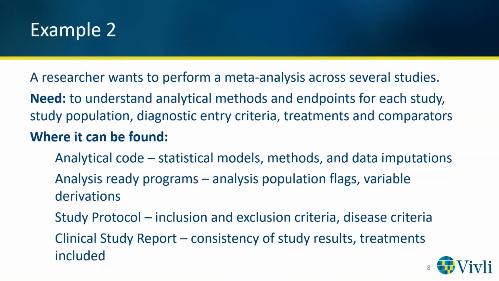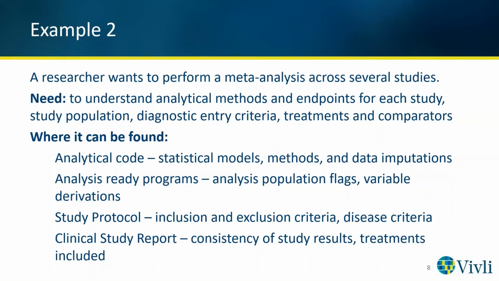The analysis-ready data sets would include analysis population flags and variables, deviations. The study protocol provides the inclusion and exclusion criteria. And so there you can make sure that you have similar populations, or at least there are subsets of populations. There is an overlap between the populations.